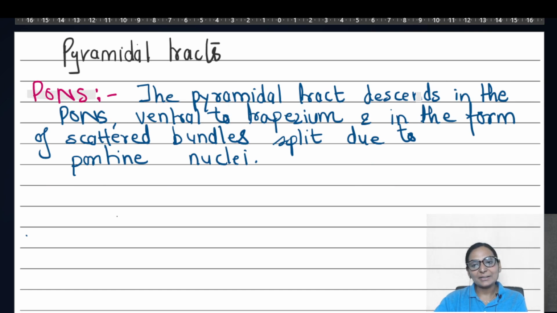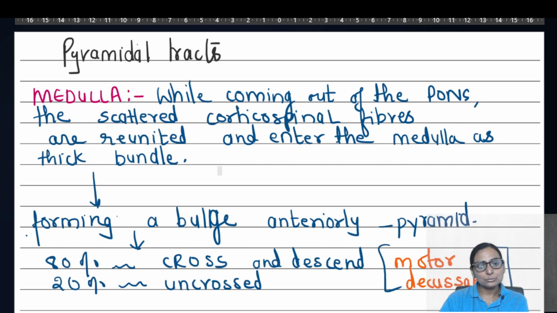The pyramidal tract descends in the pons, which is ventral to the trapezium. Once it comes to the pons, it is going to be scattered in the form of bundles. That scattering is because of the presence of the pontine nuclei. While coming out of the pons, the scattered corticospinal tracts will now reunite in the form of a bundle.